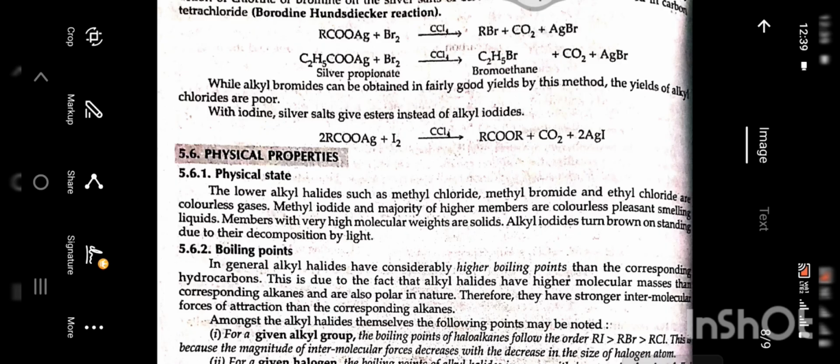RCOOAg plus I2 in the presence of CCl4 give rise to RCOR plus CO2 plus AgI.